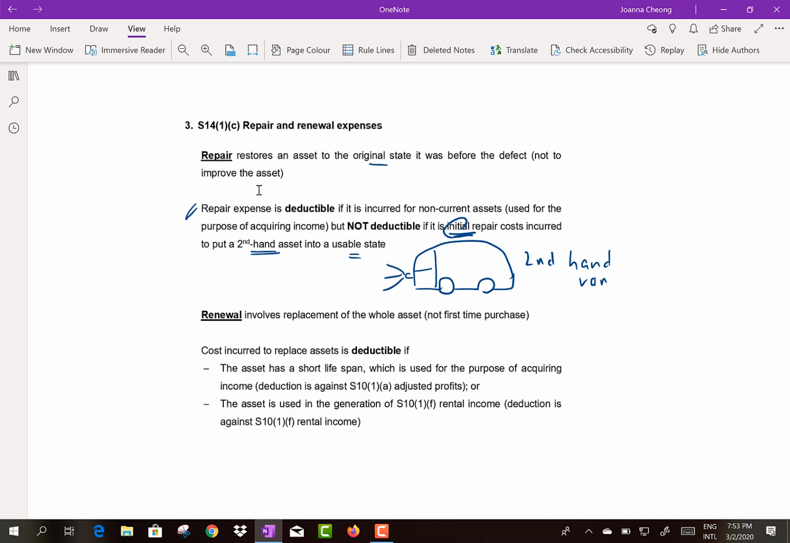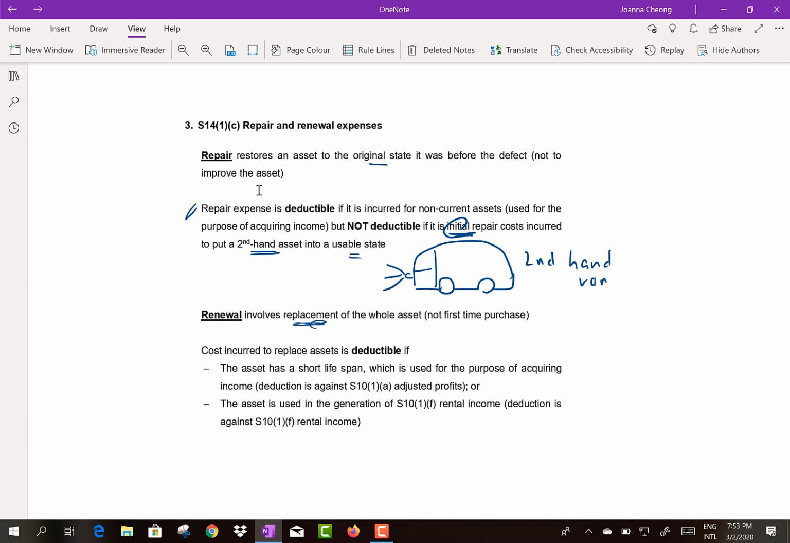All right. Now what about renewal? What does renewal mean? Renewal actually refers to what? Replacement. Okay, replacement of whole asset. That means you replace asset. That means replacing tables and chairs? Not really. Okay. Now, for example, I want you to imagine that we are in a restaurant business.